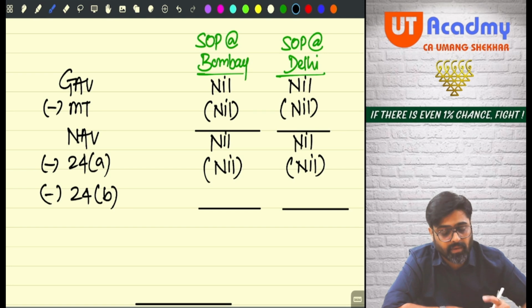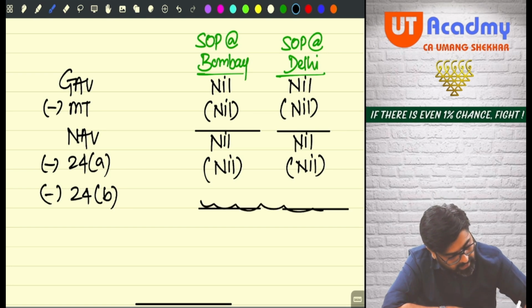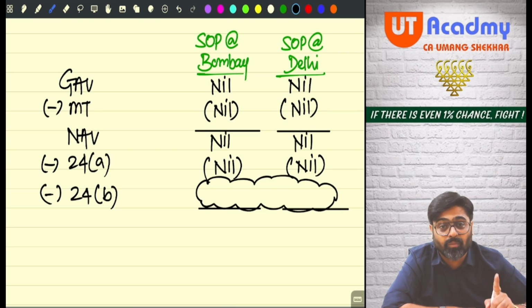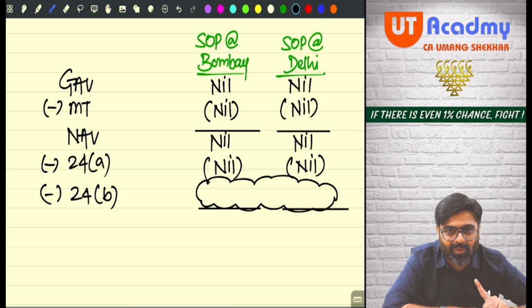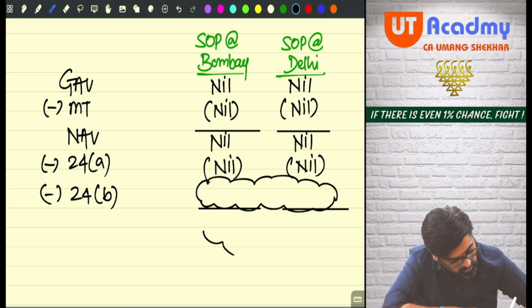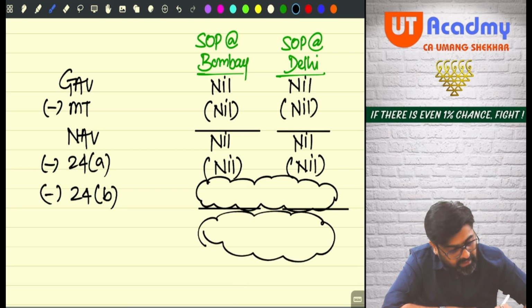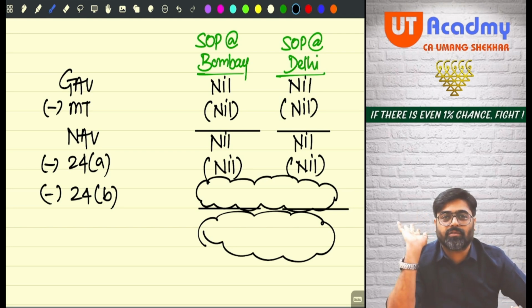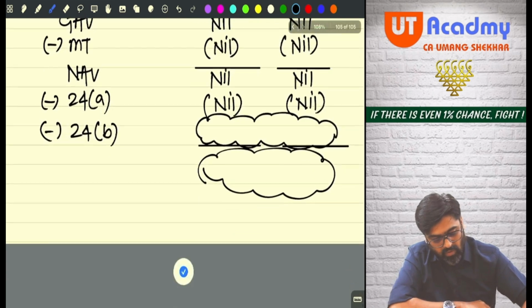So under 24B, how much deduction will be available here and how much deduction will be available here? But we have to remember, both these taken together cannot be more than 2 lakhs. Both taken together cannot be more than 2 lakhs. Hence, whatever loss will be coming, that loss from both the house properties taken together cannot be more than 2 lakhs. Yes or no?